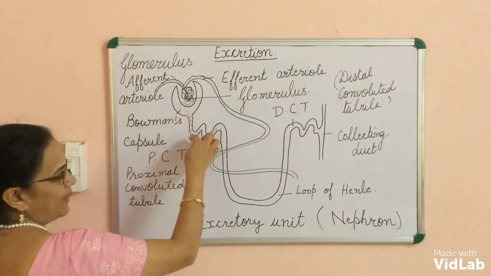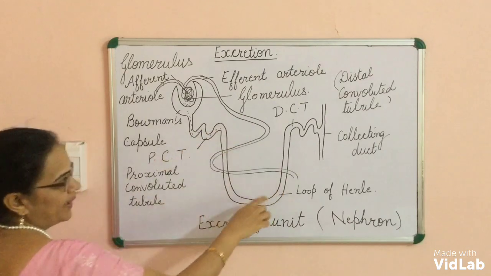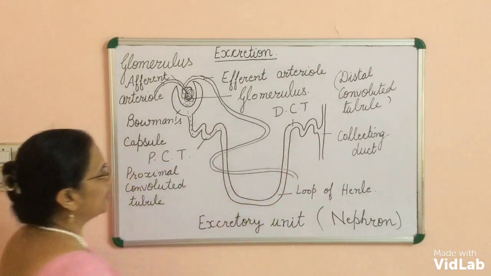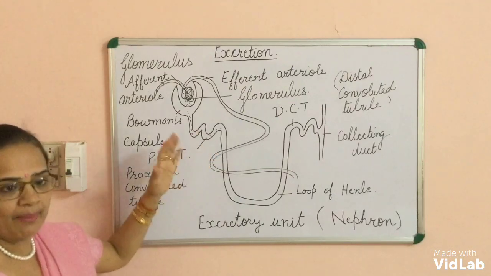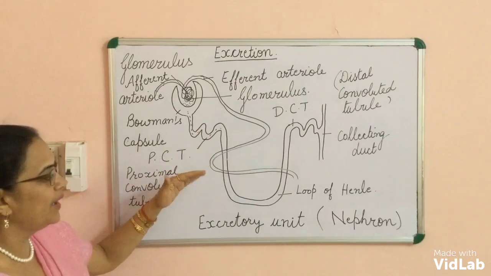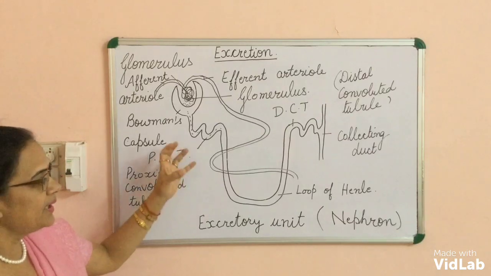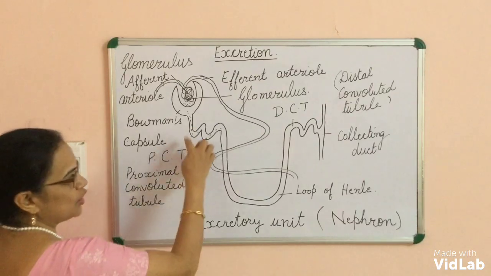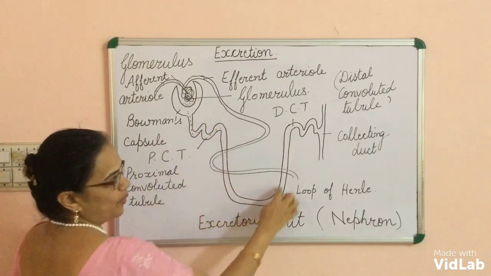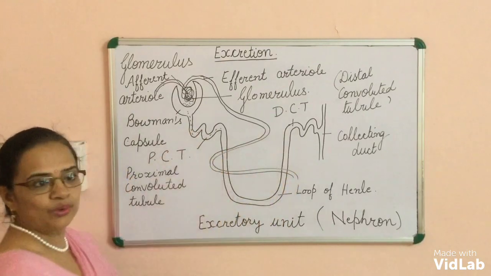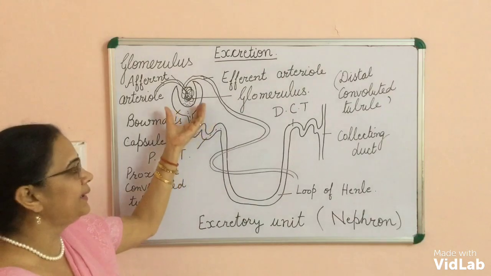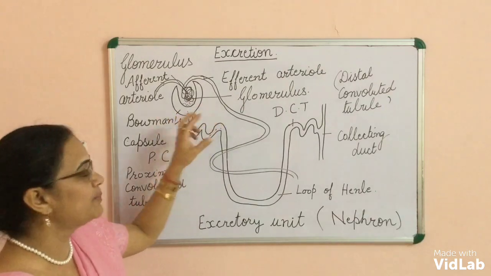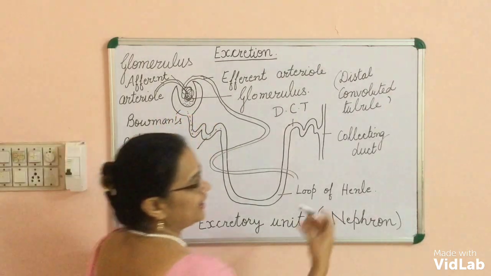Then this filtrate passes through this tubular part and goes into the collecting duct. In the tubular part, useful components like amino acids, salt, water, sugar are absorbed by the PCT and loop of Henle. They absorb these useful components from the filtrate. About 180 liters of filtrate is produced per day.